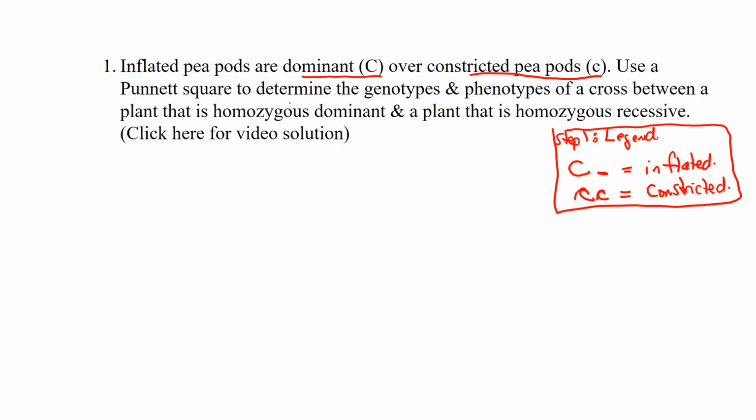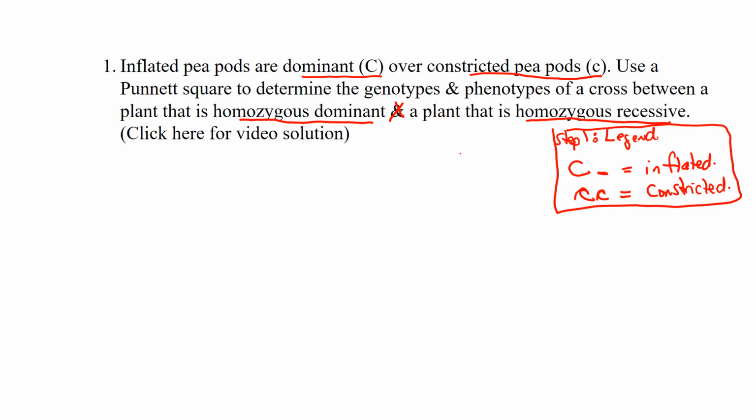It says, use a Punnett square to determine the genotypes and the phenotypes of a cross between a plant that is homozygous dominant, there's one of our parents, and cross that with a plant that is homozygous recessive. So again, step two, underline the parents. Let's say what the genotypes are, and often I just write it right above. These problem-solving skills are really going to make these types of questions much easier if you follow the steps.